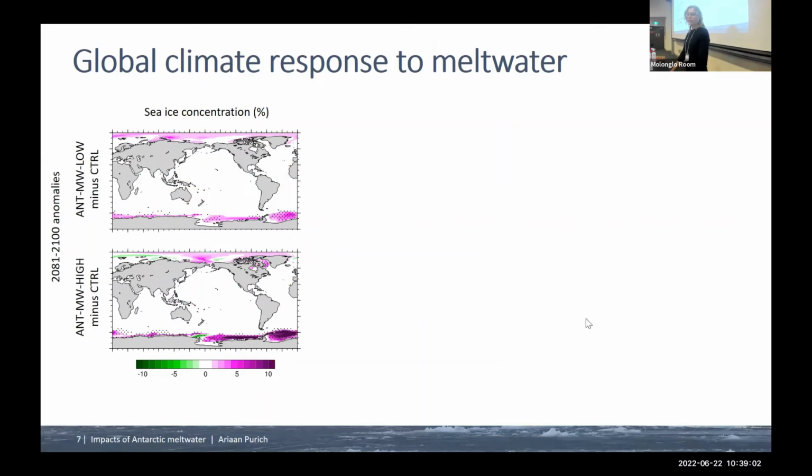If we look at anomalies in sea ice concentration, we see that these largely mirror the surface temperature responses. So we see a moderate reduction in sea ice loss in our meltwater low ensemble and a substantial reduction in sea ice loss by the end of the 21st century in our meltwater high ensemble.